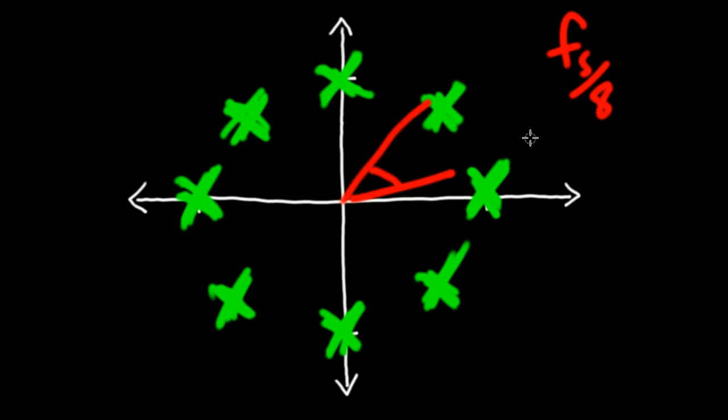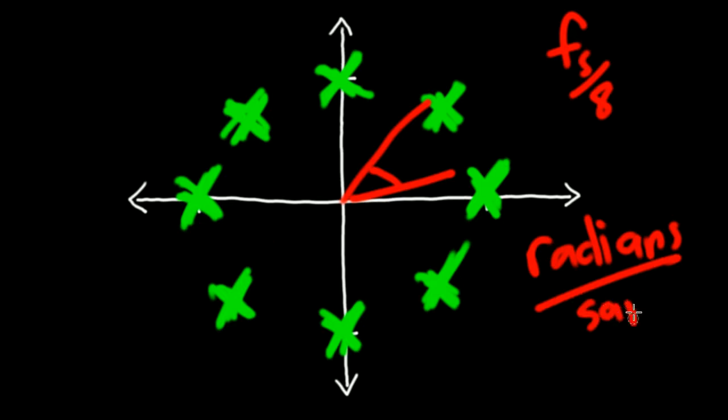And if you think of that in radians per sample, which is perhaps the most fundamental unit of frequency that we can think of in the digital domain, how far does this signal progress around the origin? How far does it progress around the unit circle in one sample period? Well, the amount that it progresses is tau over 8.